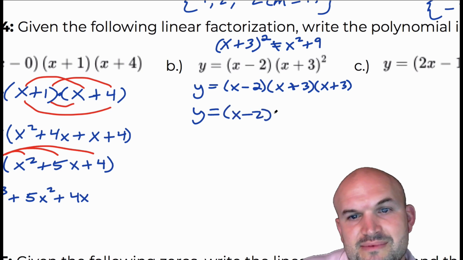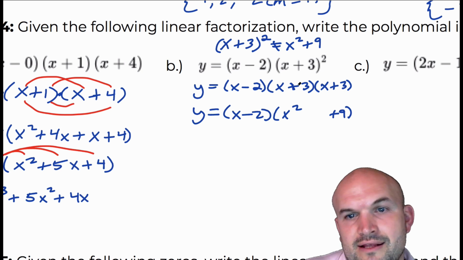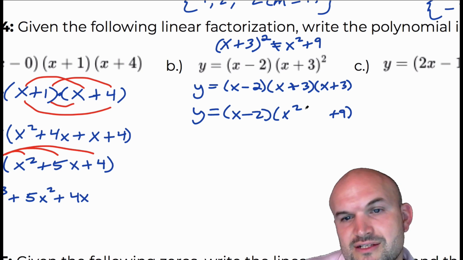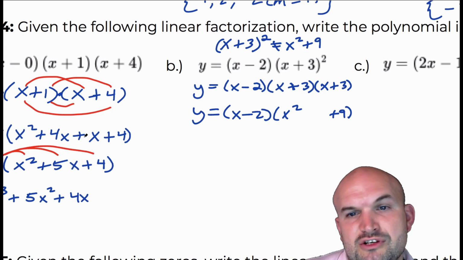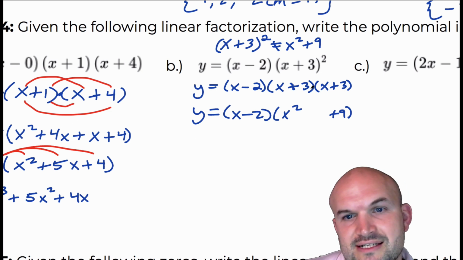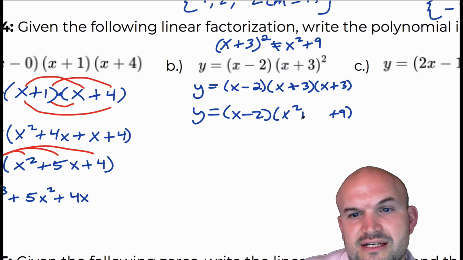I know that x times x is going to be x squared. 3 times 3 is going to be 9. And then 3 times x, x times 3, is 3x. So add those two together because they're going to combine, just like how these two terms combined. The 3x and the 3x are going to combine to give me 6x.